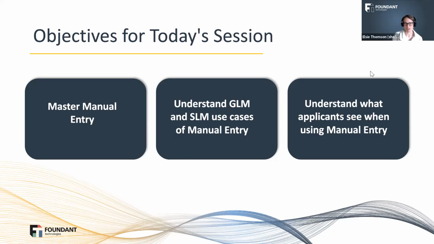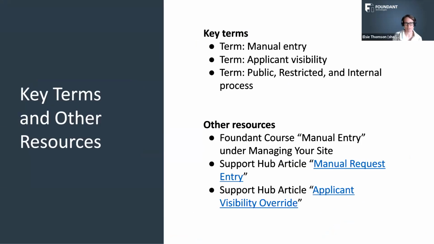Okay, next slide, Mike. So some key terms I already kind of went over: manual entry, so entering requests on behalf of applicants. Another term you're going to hear us say is applicant visibility, and that's getting at what I was just talking about: when can an applicant see this request that was manually entered? And there's some default applicant visibility settings, and then there's also a feature in which you can override the default setting.